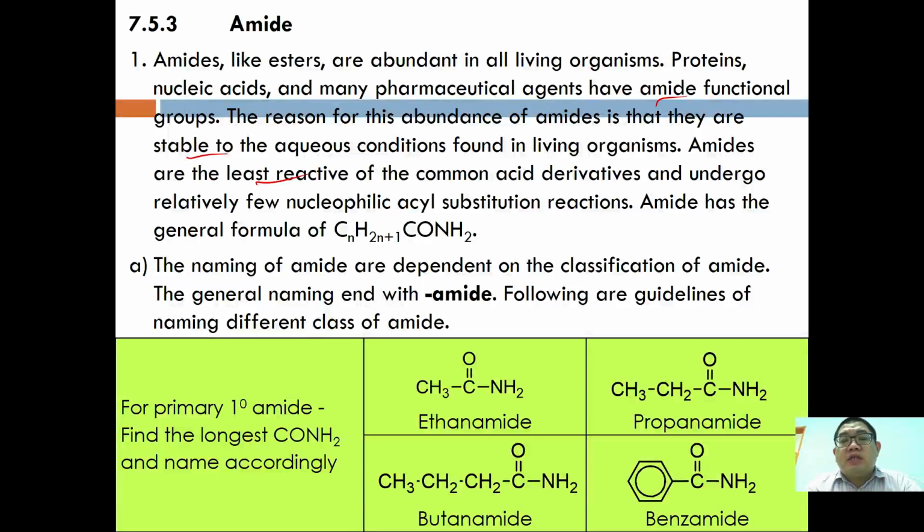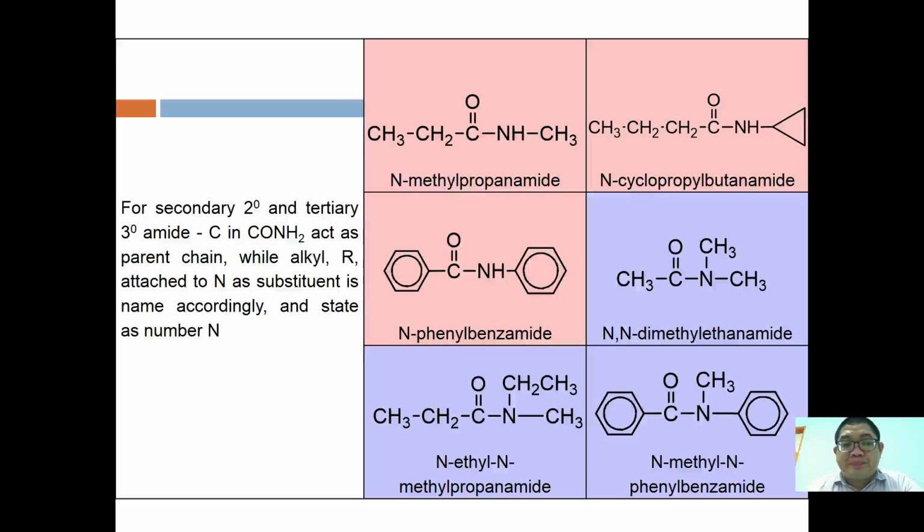So amide has the general formula of CnH2nCO(NH2). The naming of amides depends on the classification of the amide itself, following our guideline for naming different classes of amide. For a primary amide, the group ends with CONH2. If you have 2C, we call it ethanamide. If you have 3C, we call it propanamide. 4C is butanamide, and the benzene ring with CONH2 is benzamide.